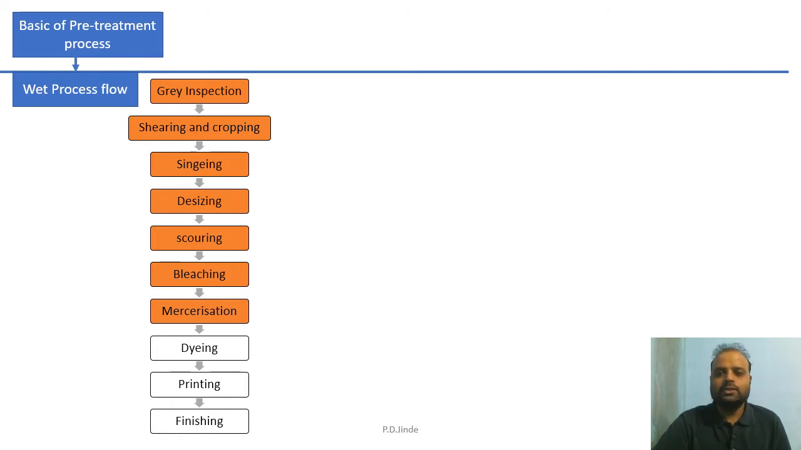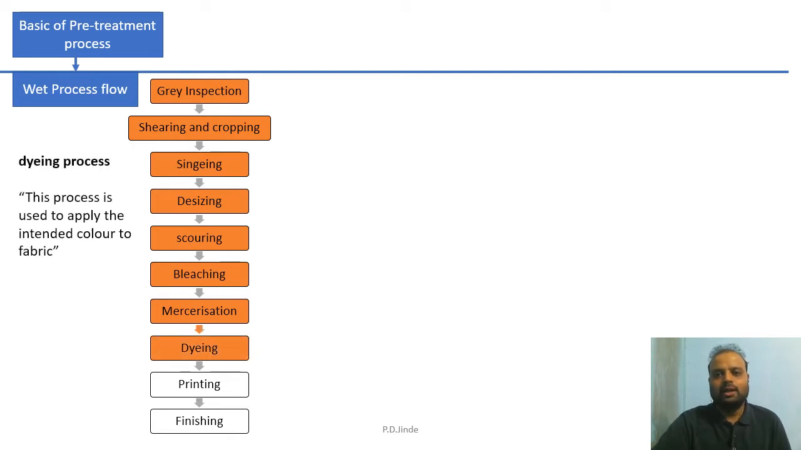After mercerization, the next important treatment is dyeing. Dyeing means coloration of a fabric. Till now, fabric is white in color. This dyeing process is used to apply the intended color onto the fabric. Not only does fabric get colored in dyeing, but dyeing is also possible in the yarn form. Now let's see how yarn is dyed and how fabric is dyed in two different videos. So let's start with the first video.